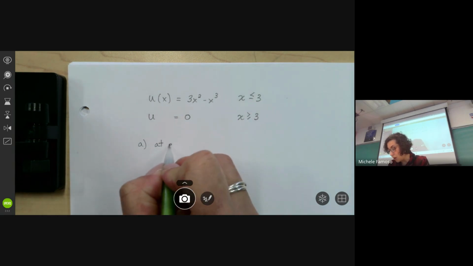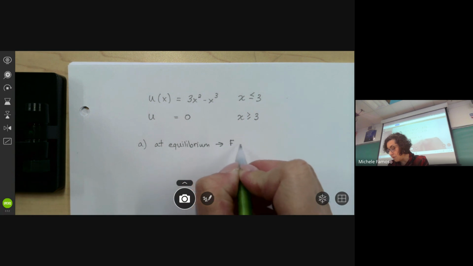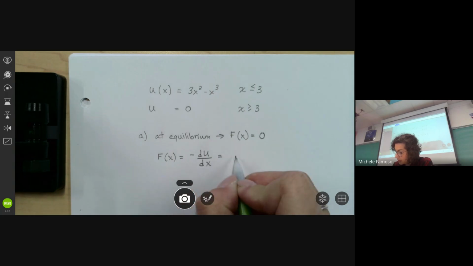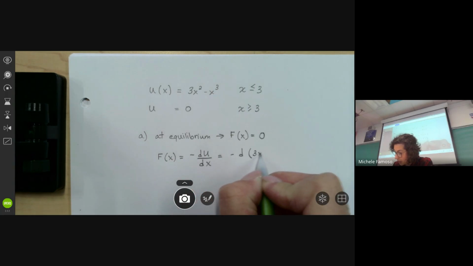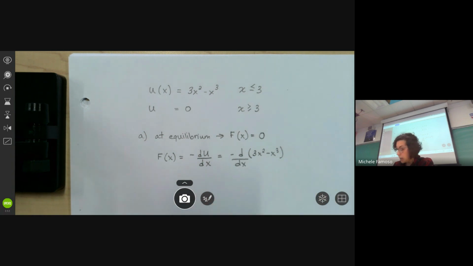So remember that when you are in equilibrium, that means that the force as a function of position would be 0. So the first thing you're going to do is you're going to figure out what is the force function. To get the force as a function of position, you do the negative derivative of the potential energy with respect to position. So that means I'm going to take the negative derivative of 3x squared minus x cubed with respect to x. And this is when x is less than or equal to 3 meters.